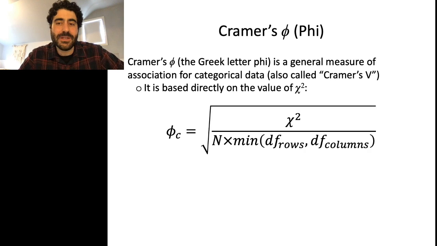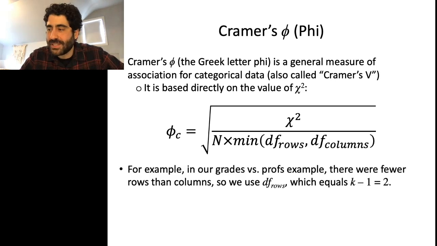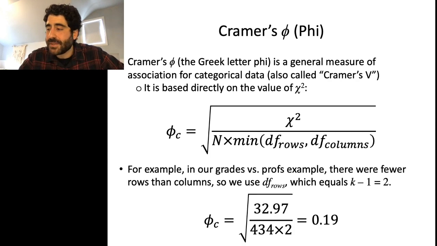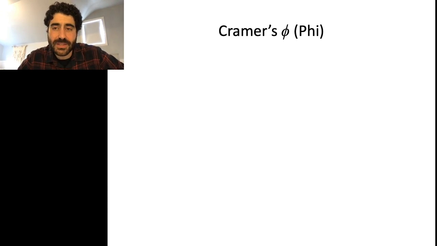You take your chi-squared value, divide it by n, and divide it by the minimum degrees of freedom of your rows or your columns, and then you take the square root of that. In the example we just did, the minimum degrees of freedom is 2, because there were 3 professors, so the degrees of freedom for the rows is 2. And so our Cramér's phi would be the square root of our chi-squared value divided by n times 2, which is 0.19.